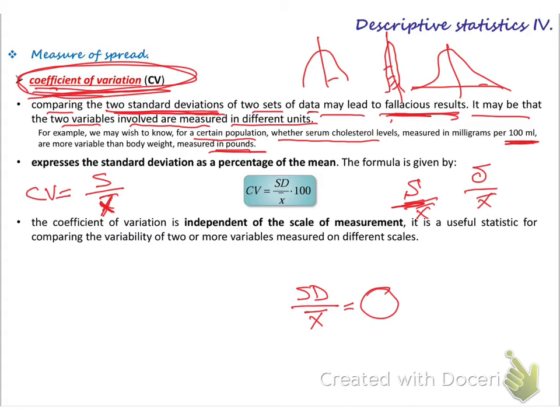So the standard deviation is in grams, and the mean will also be in grams, so they will cancel each other and they'll be unitless. If it is in pounds, the mean will be in pounds, so they will cancel each other and you end up with unitless.